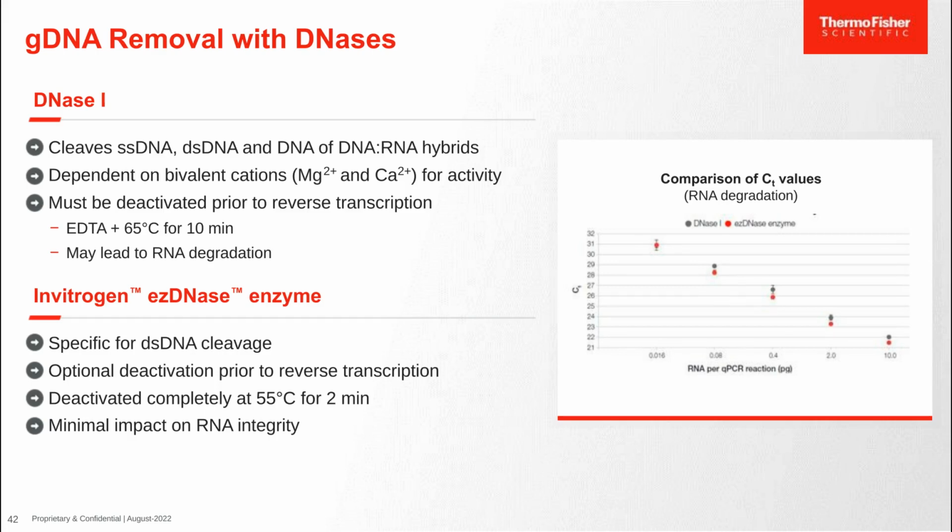The graph here highlights RT-qPCR data on RNA that has been treated with either Easy DNase or with DNase 1 with the mandatory inactivation. The DNase 1 treatment and inactivation, represented by the dark gray dots, resulted in increased CT values when compared to the Easy DNase, represented by the red dots, in the RT-qPCR assay. That suggests that there was some RNA degradation present in the DNase 1 treated sample that was not present in the Easy DNase treated sample.